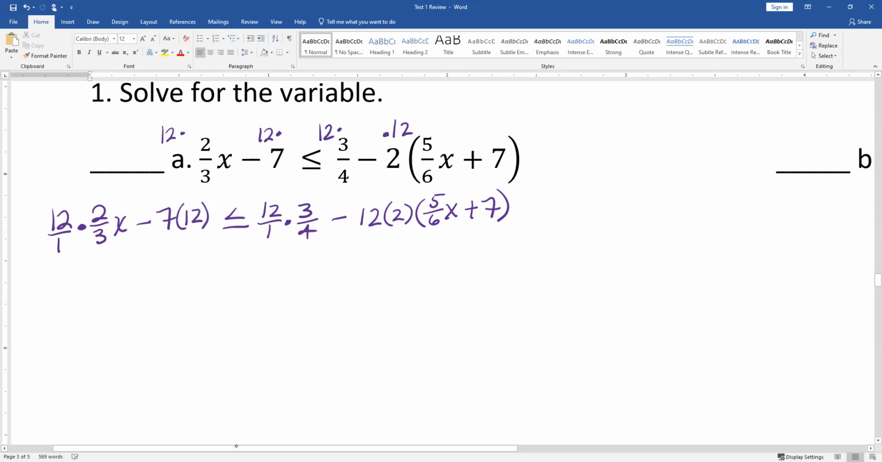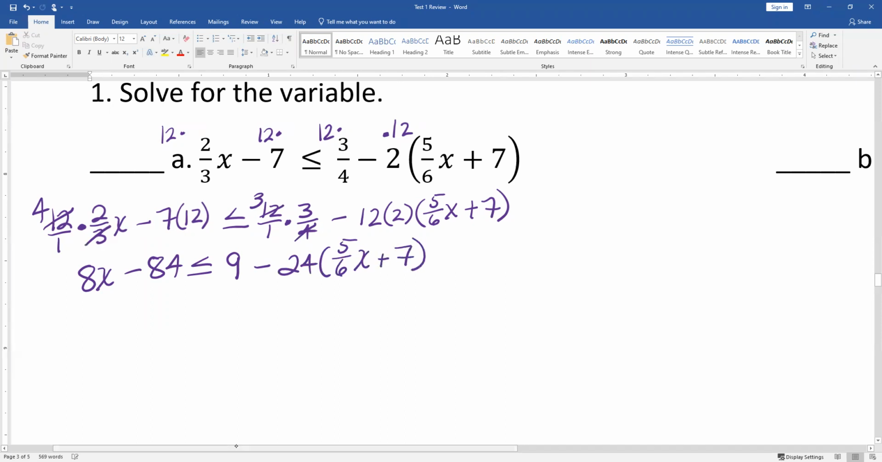Okay, so when that happens, for the 12 times 2/3, we get rid of the 3, but 3 goes into 12 how many times? So we're left with a 4. So this is 4 times 2x, which is 8x, minus 7 times 12, which is 84, which is less than or equal to. We get rid of the 4. What's left? 3, and 3 times 3 is 9, minus 24 times 5/6x plus 7. All right, so the left side of our inequality is done. It's as simple as it's going to get.